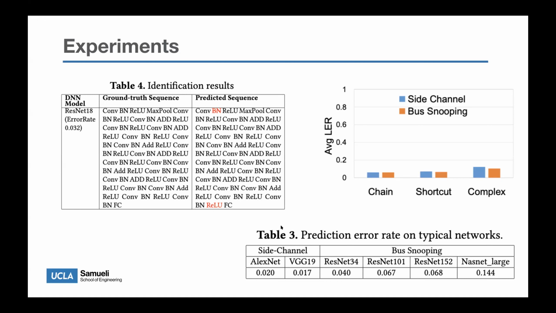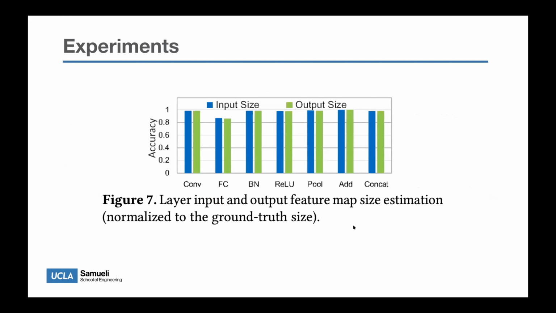So in this case, they can figure out a more compressed network architecture. In the following table 3, you will see that the side channel attack can only be applied to some serial network architectures like LeNet or VGG, but the bus snooping attack can be applied to a more compressed network, like ResNet. Here, they also show the experiments of the input and output feature map size estimation, and the accuracy is also pretty high.